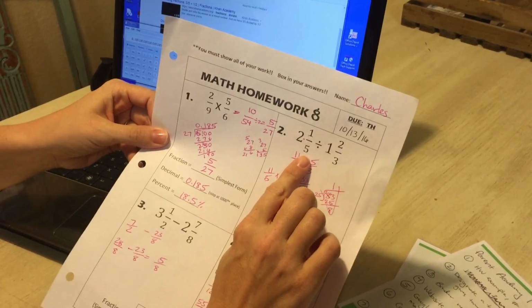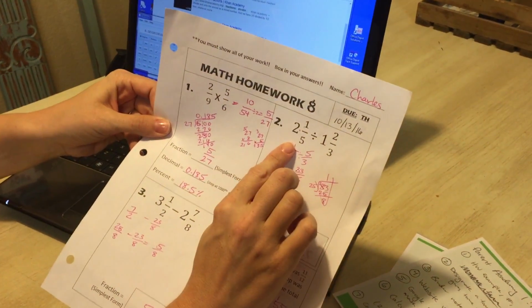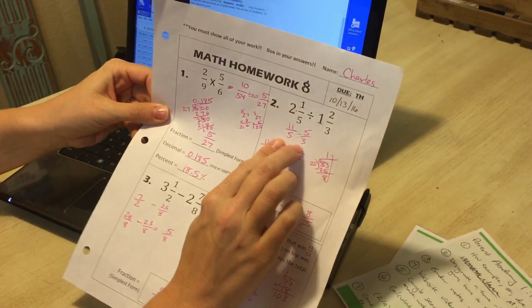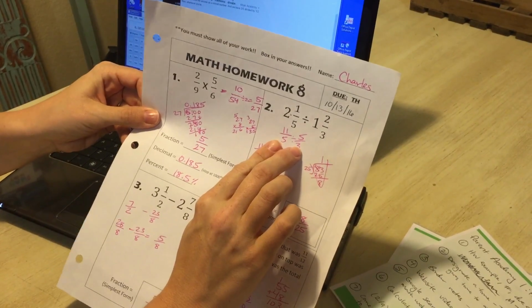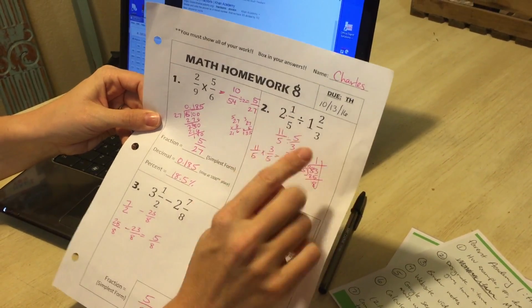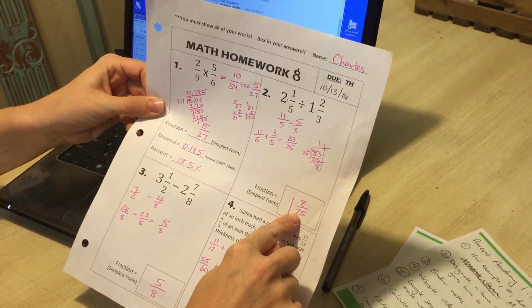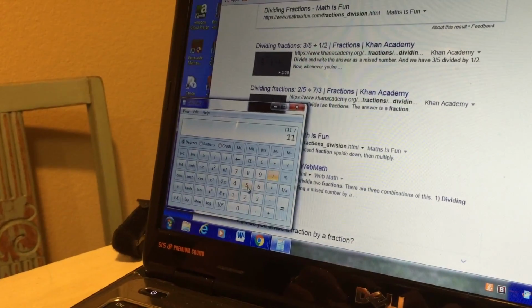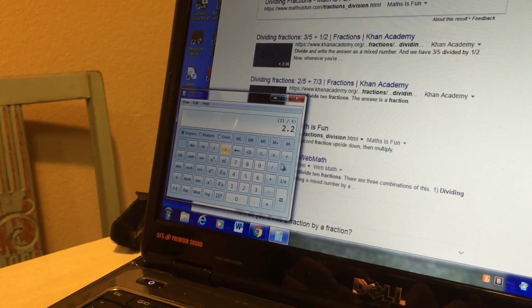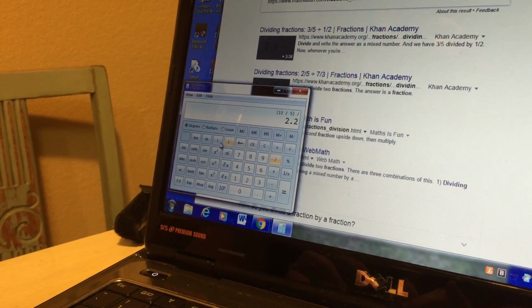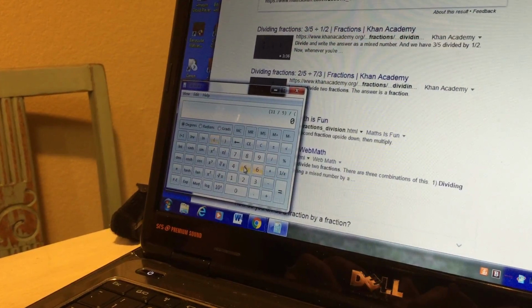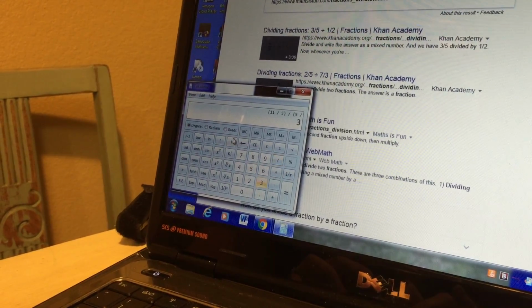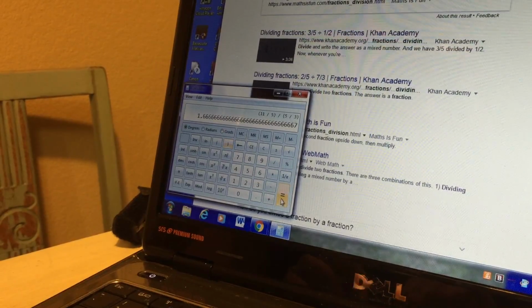Now let's say I wanted to check this one. It's a little bit different when there's a mixed number. You're going to have to make it to an improper fraction first, and then you can plug it into the calculator. So if I wanted to check and see if this answer was correct, I could do 11 divided by 5, so parentheses, 11 divided by 5, close parentheses, divided by, parentheses, 5 divided by 3 for 5/3, close parentheses, equals. I get 1 and 32/100.